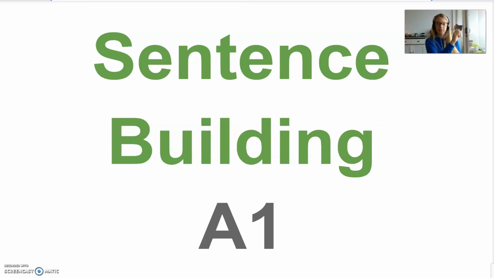The numbers, that will give you the possibility to speak, basically, or write sentences, to make sentences just with very little knowledge. All right, let's get started.